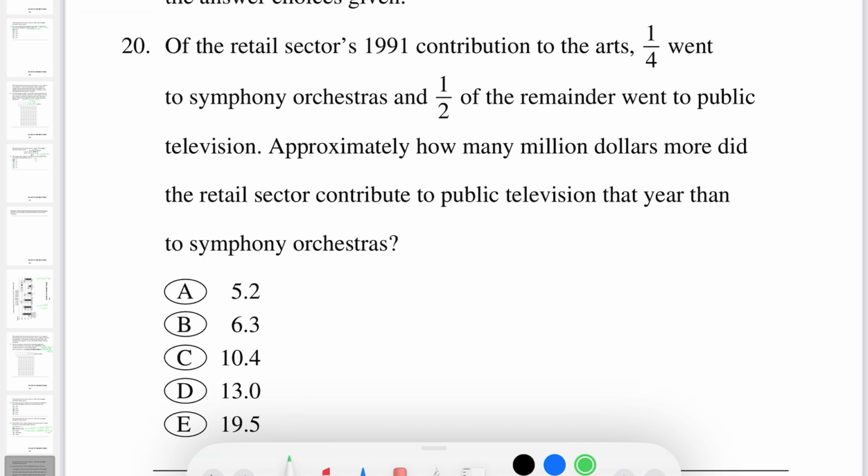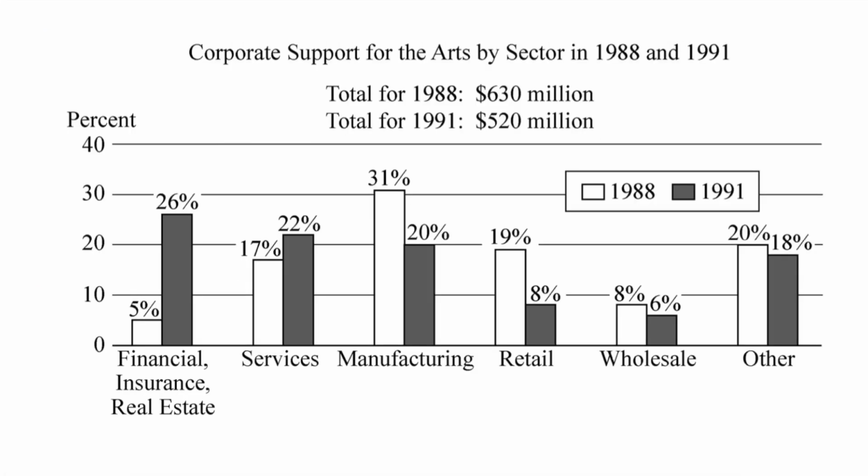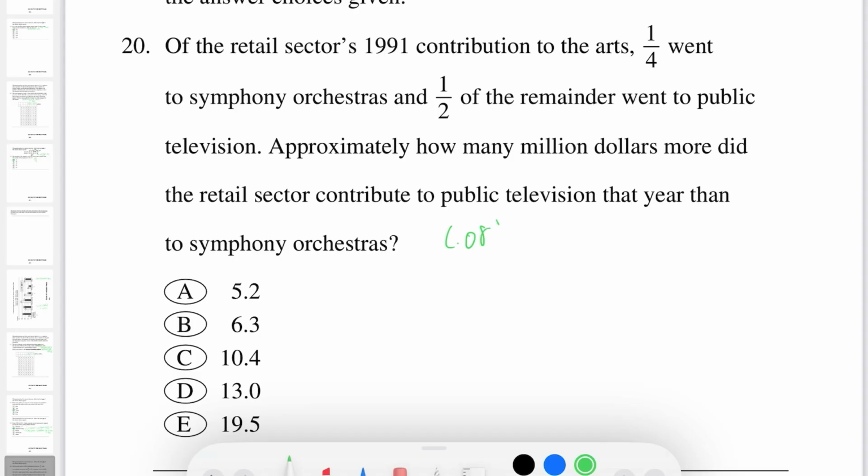And our final question from the data section. Of the retail sector's 1991 contribution to the arts, a quarter went to symphony orchestras and a half of the remainder went to public television. Approximately how many $1 million more did the retail sector contribute to public television that year than to symphony orchestras? So, the retail in 1991 spent 8% of 520, or $41.6 million on the arts.